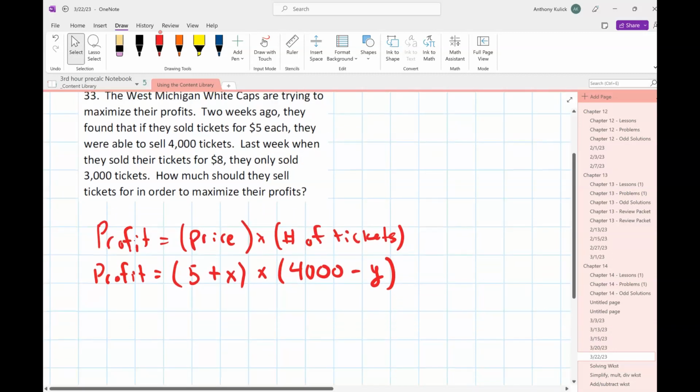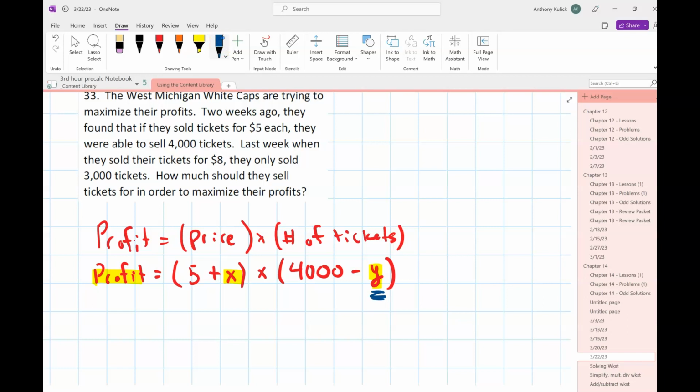So the problem with what we've written right now is that I have 1, 2, 3 variables in this. If I want to find a maximum in this function, I need it to be in 2 variables. So what I want to try to do is find a way to write y in terms of x. So the piece that I haven't used anywhere yet is that at $8 we sold 3,000 tickets.